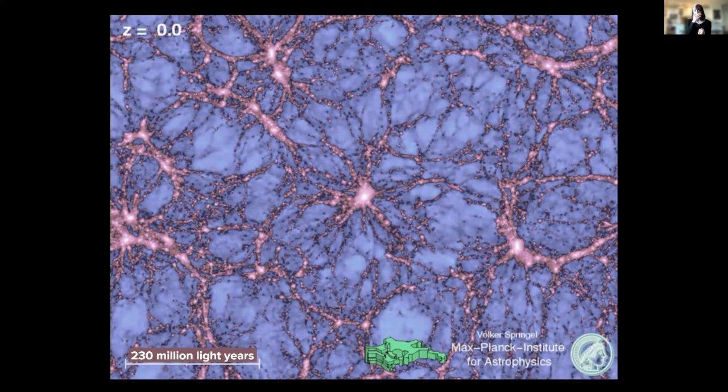So the simulation that we've just watched, this is a movie from a large simulation of the distribution of dark matter in the universe over time. It's centered on a massive cluster of galaxies, and you can see how it starts with a very smooth distribution that develops into a much clumpier structure over time.